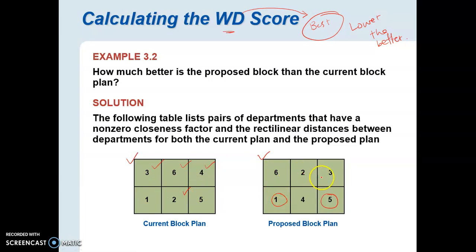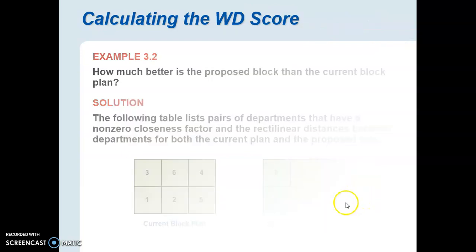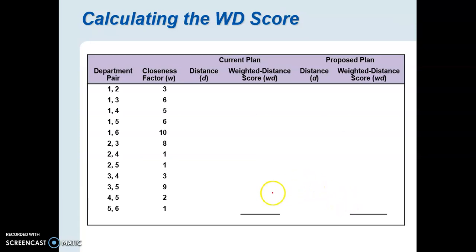Also there was a restriction that 2 and 3 must be close. If we look at the closeness factor values, the closeness factor of departments 2 and 3 was the highest, right? So we have to put 2 and 3 together. And then the one that is left we will put at the place where 2 earlier was, so we put 4 at the place of 2. So this is our proposed block plan now, and we have to calculate the WD score.